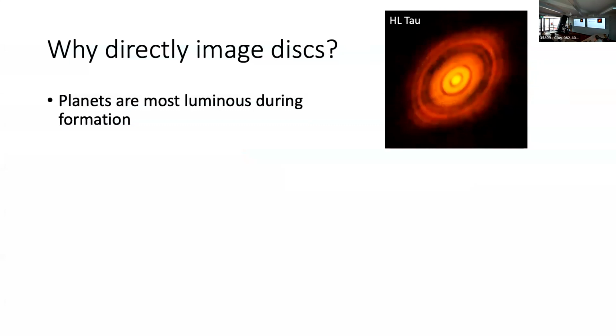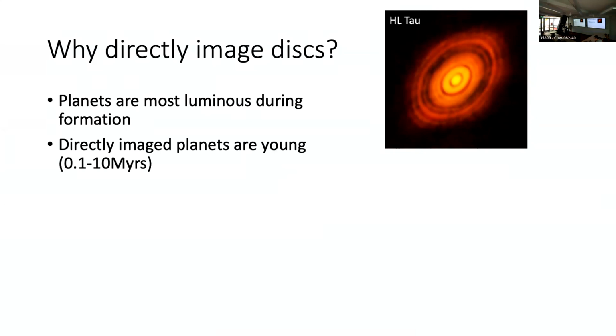So I study the direct imaging of newborn planets, and the reason that we want to look at protoplanetary disks is because planets are most luminous during their formation. On top of that, light from their host star is basically at its dimmest during the protoplanetary disk phase. So the contrast between an exoplanet and its star is actually the most optimal during formation. This gives us the best contrast during observations.